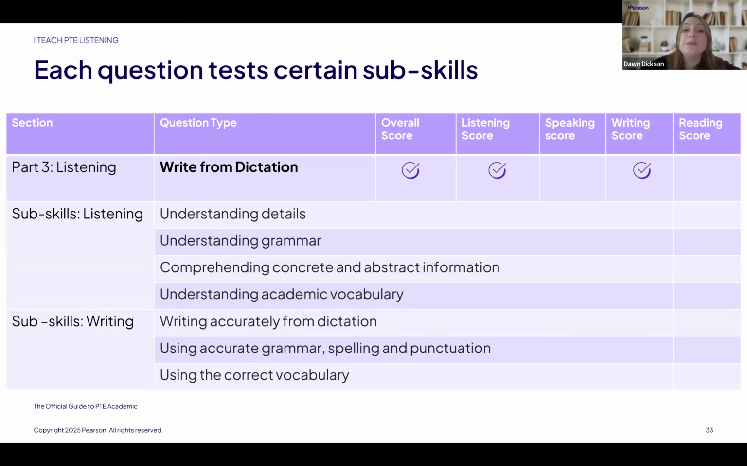Again, moving on to the sub-skills for this particular question type. We've mentioned before the main skills being tested. For write from dictation, it's listening and writing. And then you can see underneath the sub-skills for listening, and likewise the sub-skills for writing. So please take a look at these and try to digest them as best as you can.